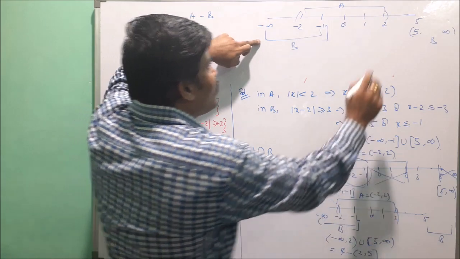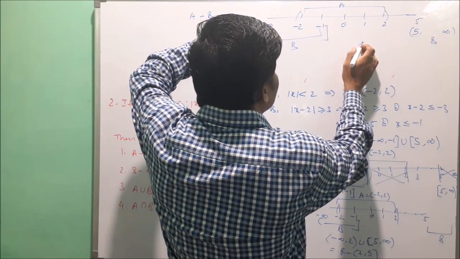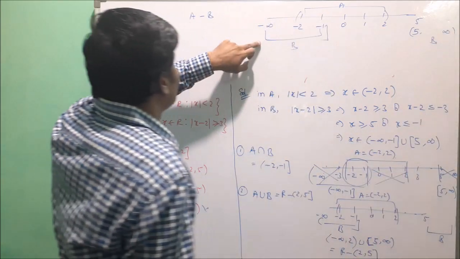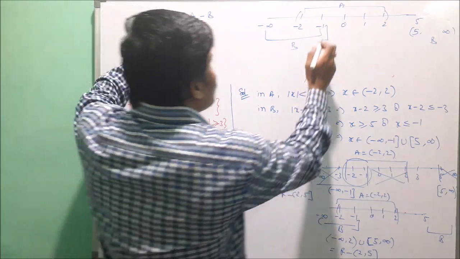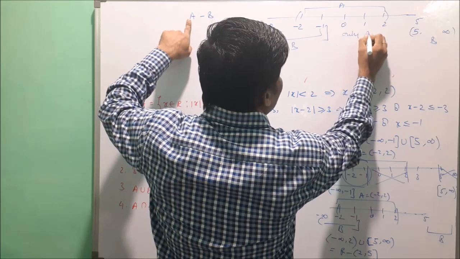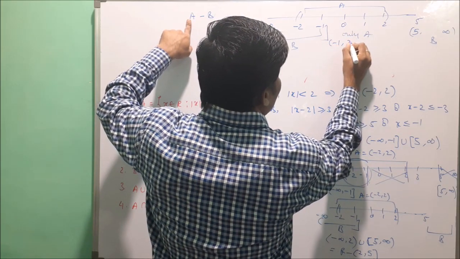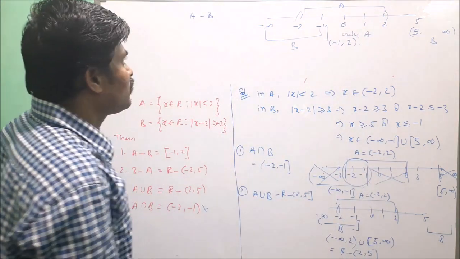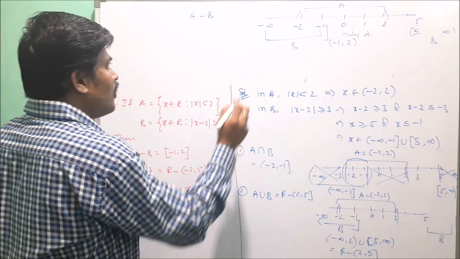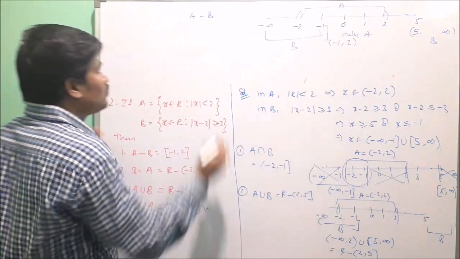And similarly the common part does not lie in 5 to infinity. So the only A part is minus 1 to 2. Only A: open minus 1, open 2. So this is A minus B. So A minus B equals open minus 1, open 2.